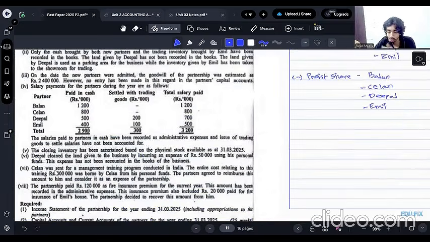Sheelan was sent for a management training program conducted in India.